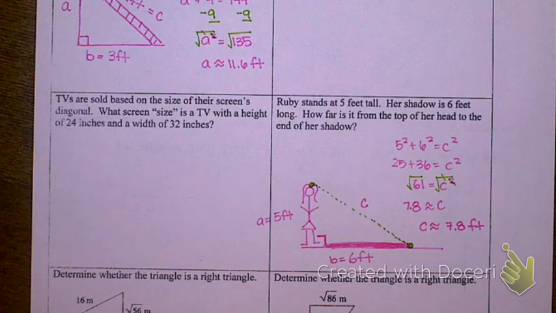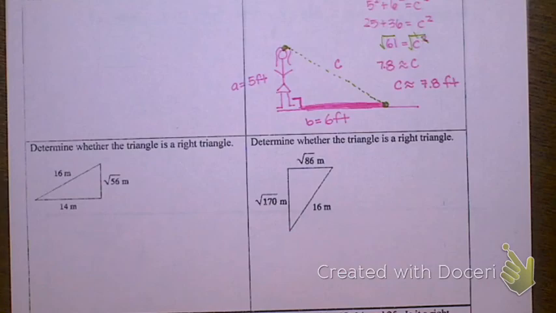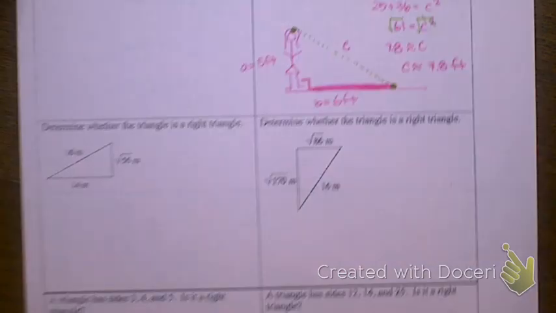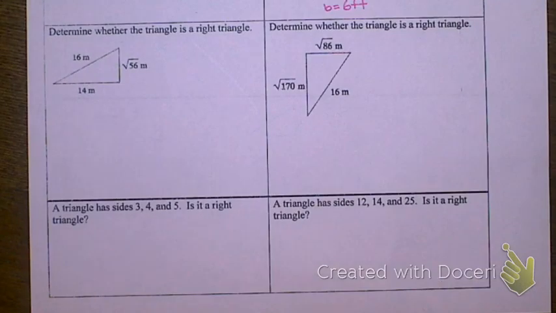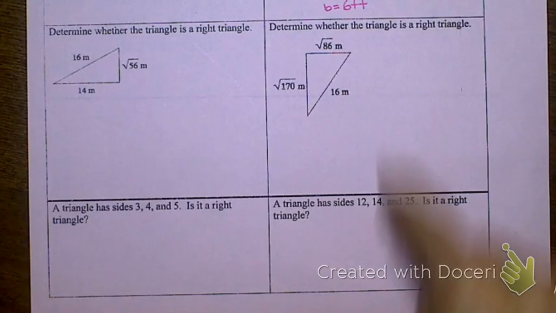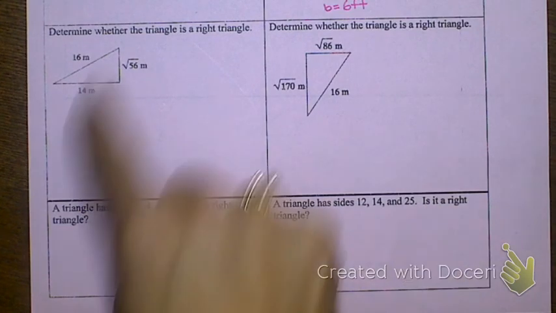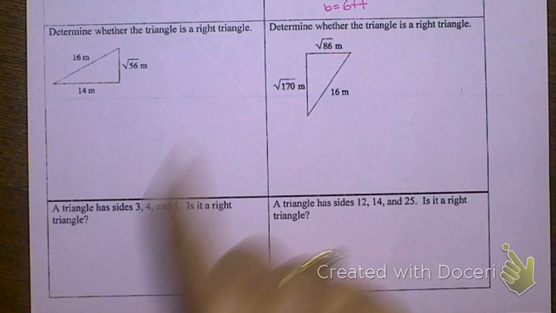Let's take a look at the last type of problem, which is determining whether a triangle is a right triangle or not. So I want to look at these last problems down here. We're going to do these two, and we'll save these ones for the warm-up. So don't do these.